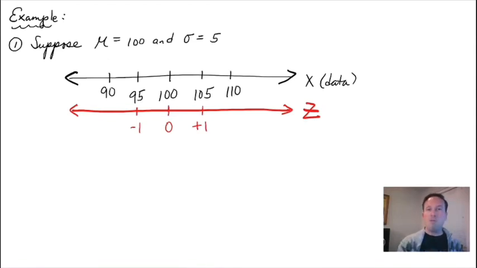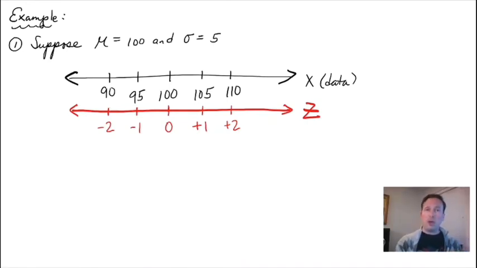So let's go 5 more in each direction. So 5 more from 95 is 90. 5 more from 105 is 110. Just keep adding or subtracting the standard deviation of 5. Now, what would you guess the z-scores for those are? Hopefully -2 and 2, because now I've added and subtracted the 5 2 times now. All right, so I started from the middle at 0. I added 5 once, and I added 5 a second time. I subtracted 5 once, and I subtracted 5 a second time.